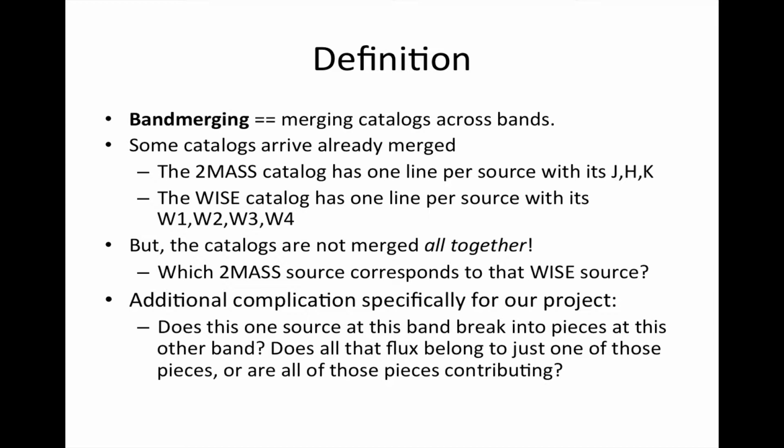So some catalogs arrive to us already merged. For example, the 2MASS survey has J, H, and K bands, but because that one survey was doing all 3 of those bands, they have already merged that for us. So for each line in the 2MASS catalog, it has a measurement at J, H, and K. That doesn't mean it's detected at all. It might be a limit at J and H and a detection at K, for example.